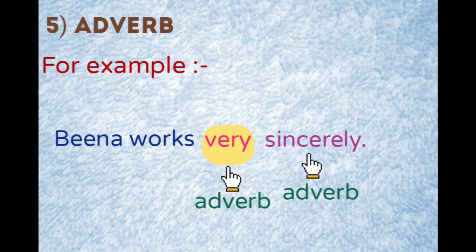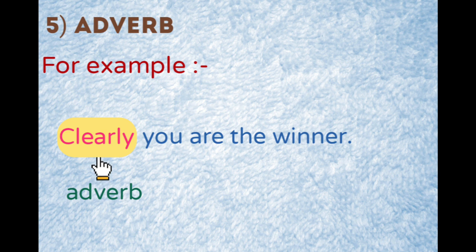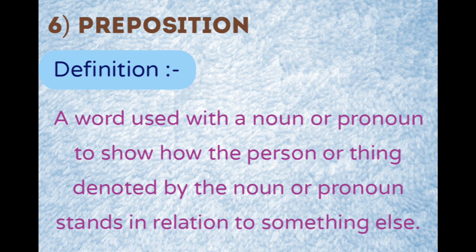One more example we will have a look at, that is, clearly you are the winner. Here, clearly is an adverb adding meaning to a whole sentence, that it was clear that you are the winner. So here we have discussed adverbs in detail. Now let's have a look at what is a preposition.